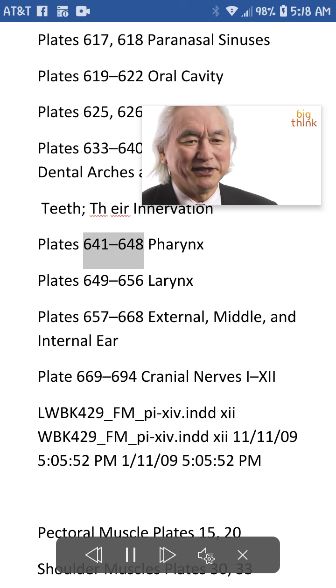Plates 641 to 648 pharynx. Plates 649 to 656 larynx. Plates 657 to 668 external, middle, and internal ear. Plates 669 to 694 cranial nerves I to 12.